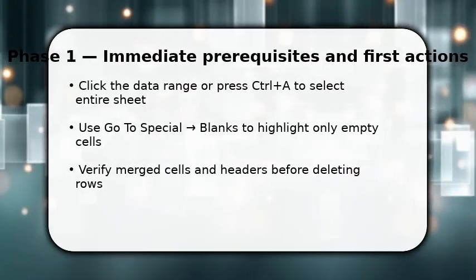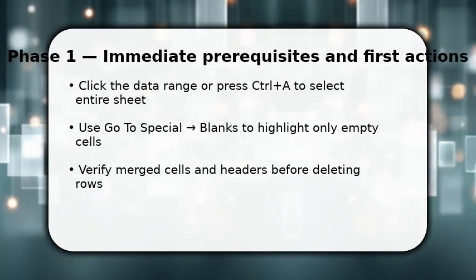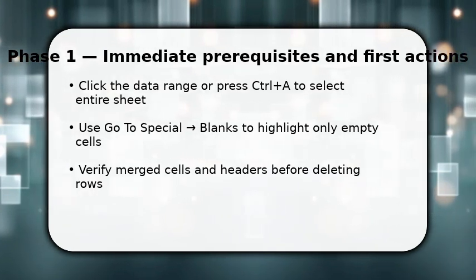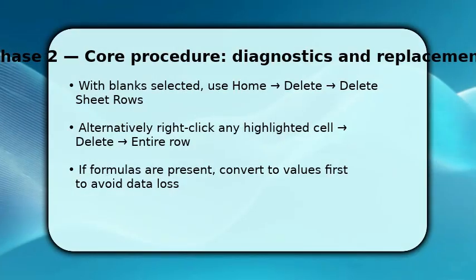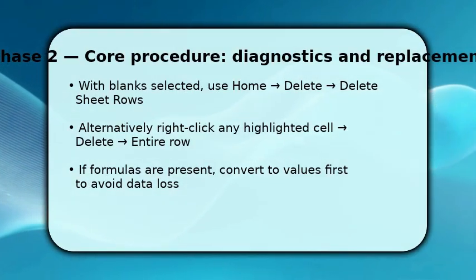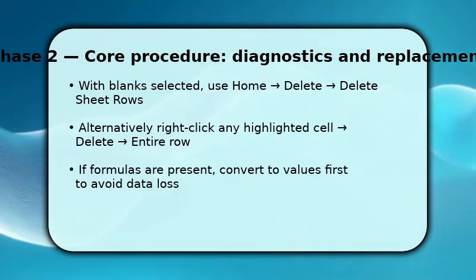This step is critical because it isolates true blank cells and thus prevents accidental removal of rows that contain hidden formulas or important labels. Now, with blanks selected, remove the rows. Go to Home > Delete > Delete Sheet Rows. Excel will remove any row containing a highlighted blank cell. Alternatively, right-click a highlighted cell and choose Delete > Entire Row for the same result.